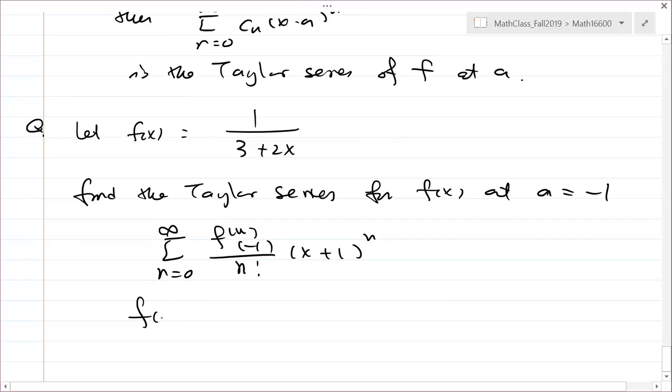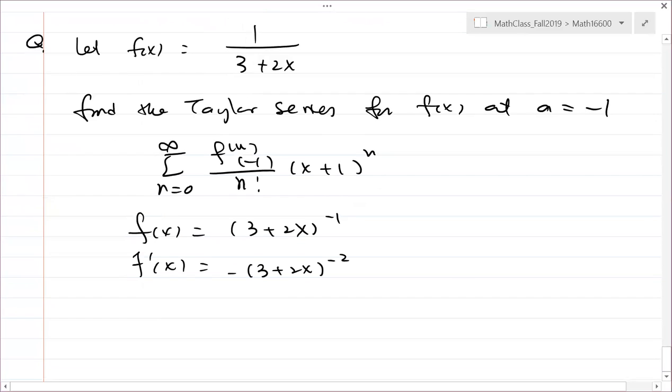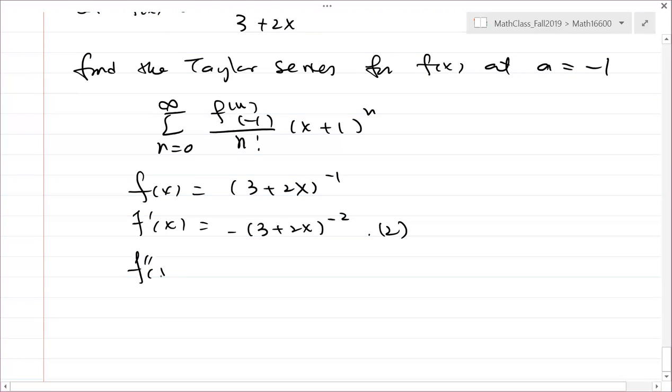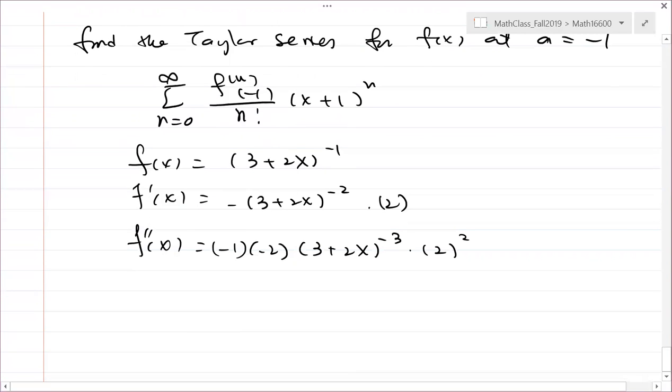Okay, let's see, f of x equals 3 plus 2x to the -1. I'm trying, but many students don't have this capability to figure out the general pattern. Yeah, then multiply by 2. Okay, let's continue. Then you get -1 times -2, 3 plus 2x to the -3, then have another 2 squared, right? Maybe you can find a pattern. Let's continue. So don't multiply them out. If you multiply them, you don't see the pattern.